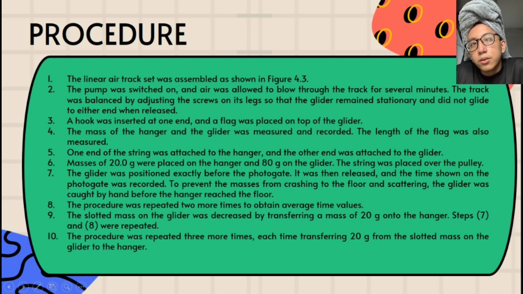Eighth, the procedure was repeated 2 more times to obtain average time values. Ninth, the slotted mass on the glider was decreased by transferring a mass of 20 grams onto the hanger. Steps 7 and 8 were repeated. And the last one, tenth, the procedure was repeated 3 more times, each time transferring 20 grams from the slotted mass on the glider to the hanger.